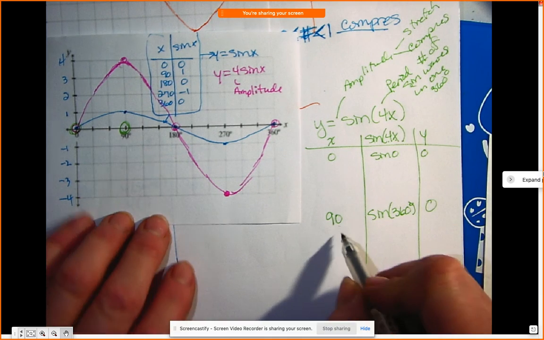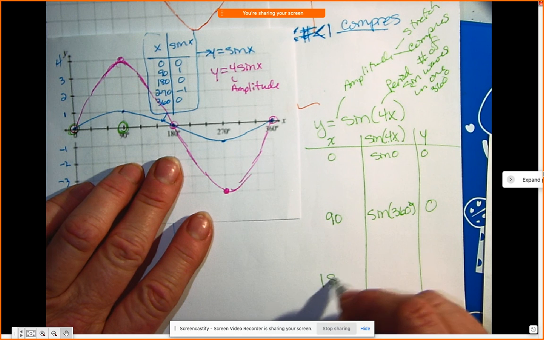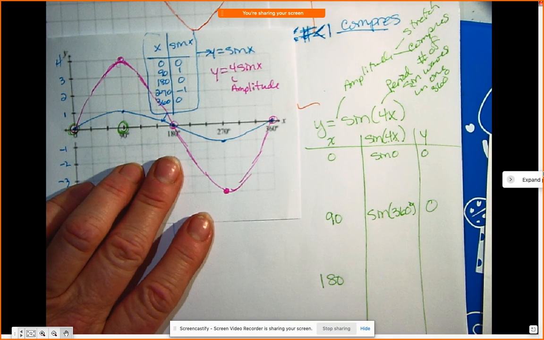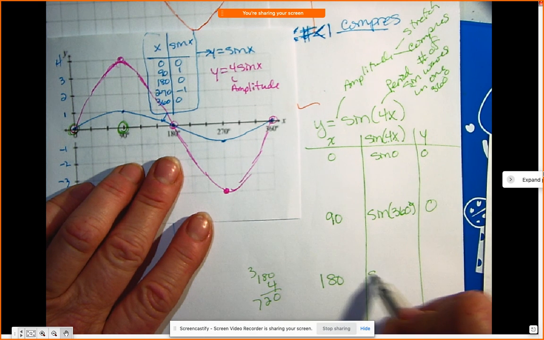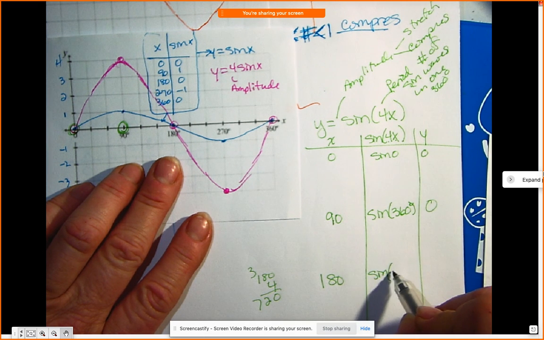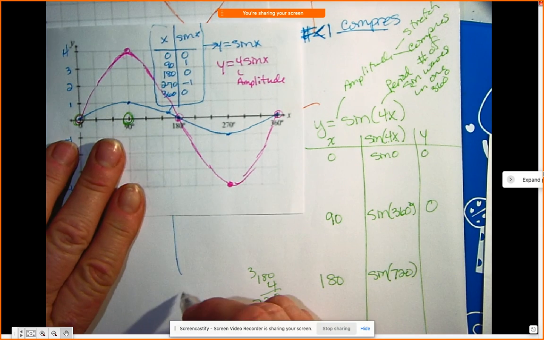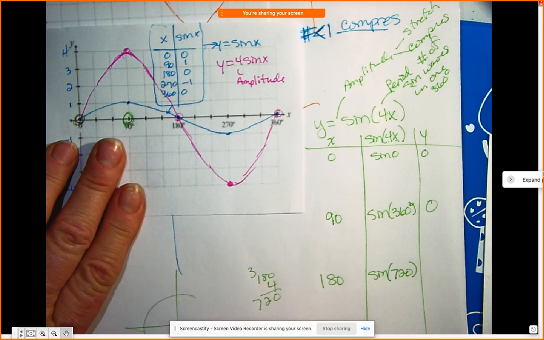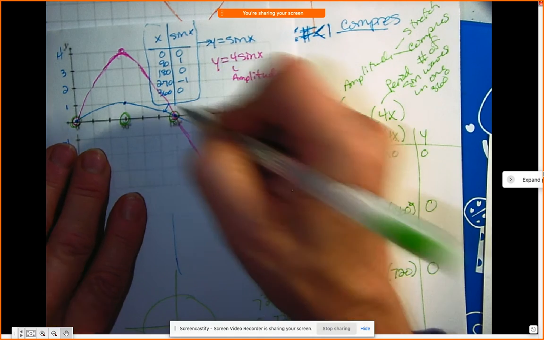Sorry. Okay, the next number is 180. But when I get to 180, well, what's 4 times 180? I get 720. So it's the sine of 720. Well, I have to think about a unit circle now. On 720, let's see, 0, 360. Oh, it's right here. So it's going to be the same as sine of 360. It's also a 0. Okay, so I got a 0.